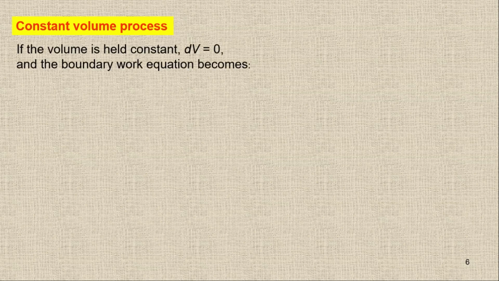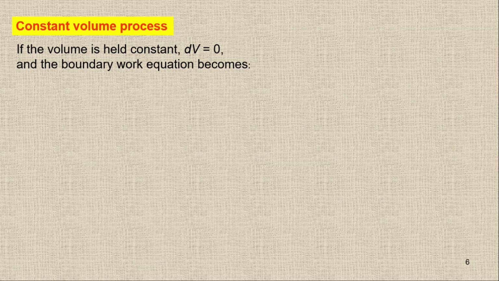Now, because we have a boundary work which is equal to the integral of P dV, we have to define how we can find the boundary work for different cases. Let's suppose we have a constant volume process. Here, if we have a constant volume process, then dV, or the change in the volume, will be 0 because there is no change.